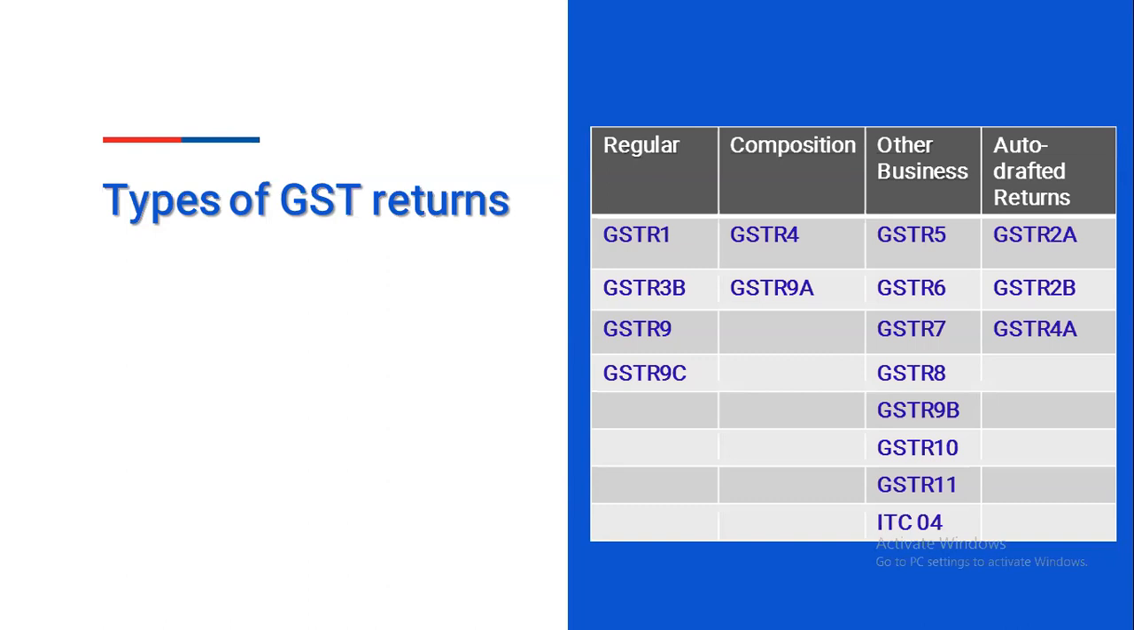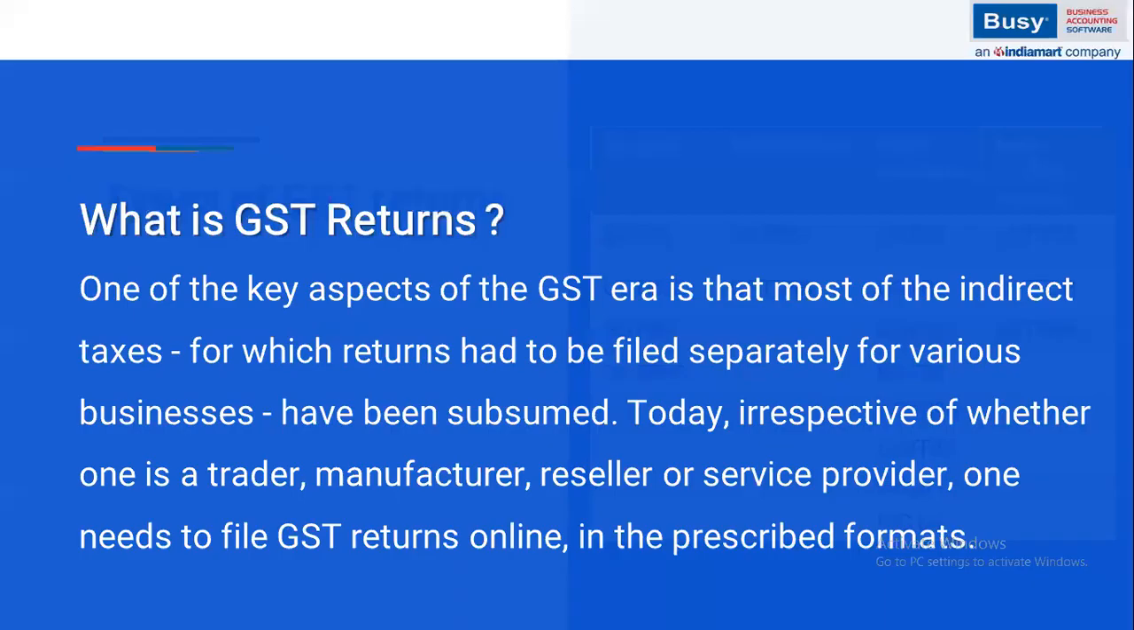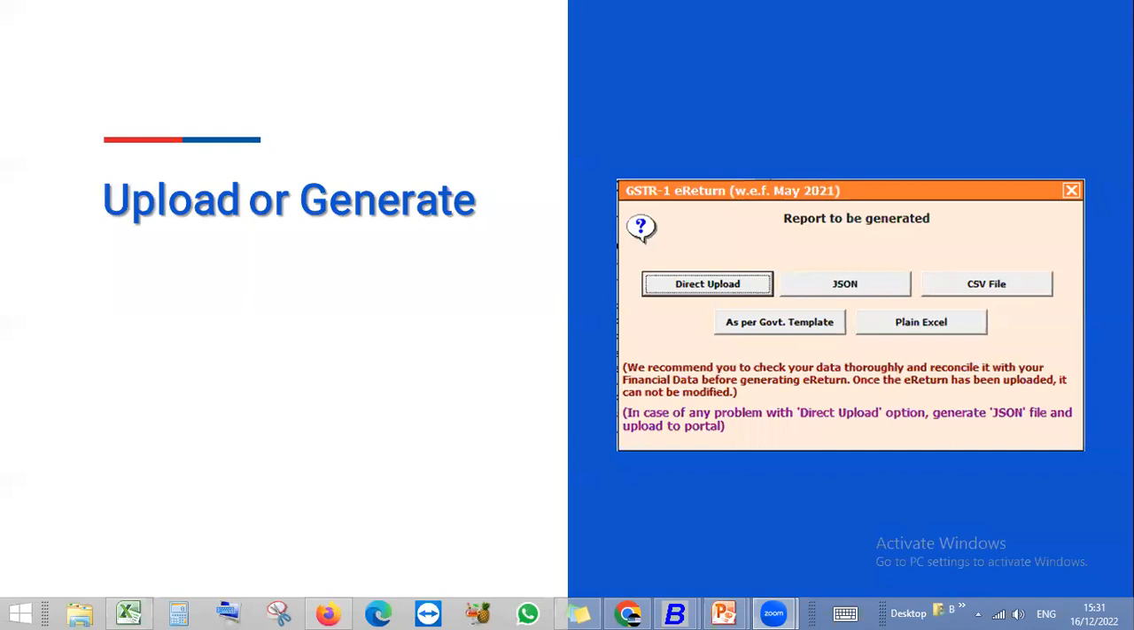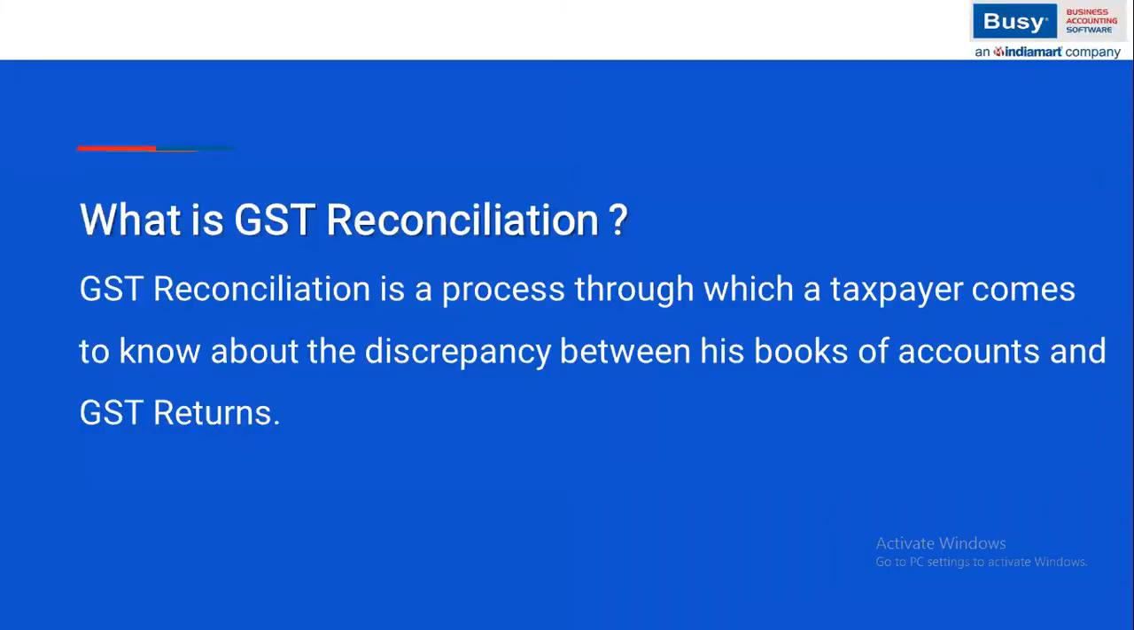this important topic, the generation of GSTR-1. There are various types of GSTR-1 return filing: e-return, direct upload, JSON, CSV file, etc. So this is the direct upload, and next one is what is GST reconciliation.